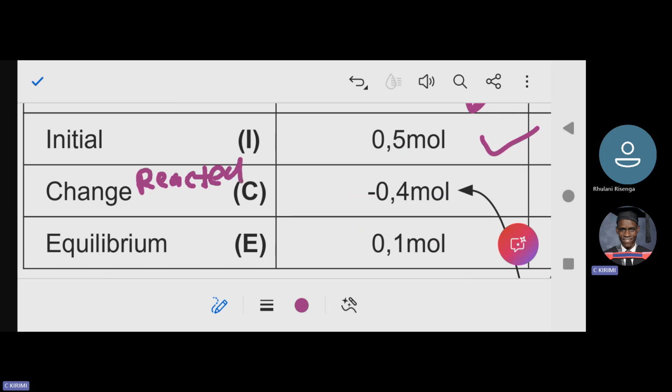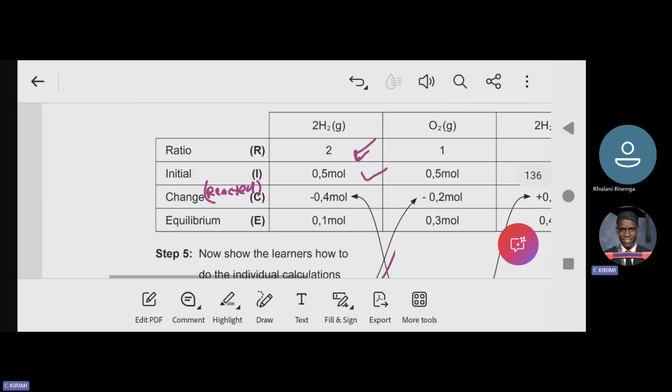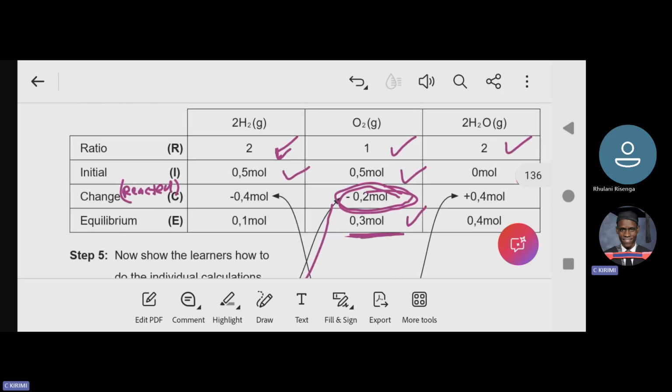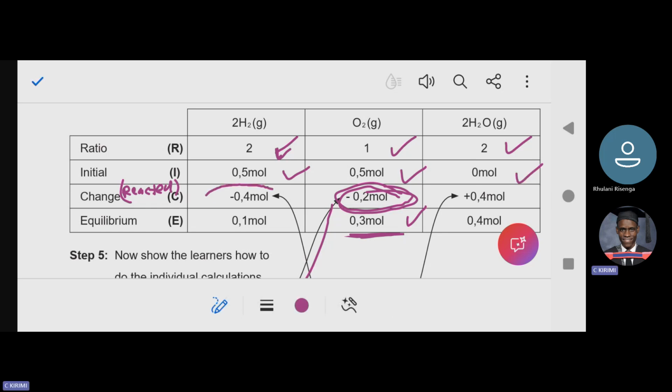So these, they are reacting in what ratio? So this is the ratio. You check the ratio of hydrogen and oxygen. They always react in a ratio of 2:1. Which means if one part is 0.2, 2 pieces will be double the amount. So the next step is to double that, negative 0.2 times 2. Then I get negative 0.4 moles. Any questions?